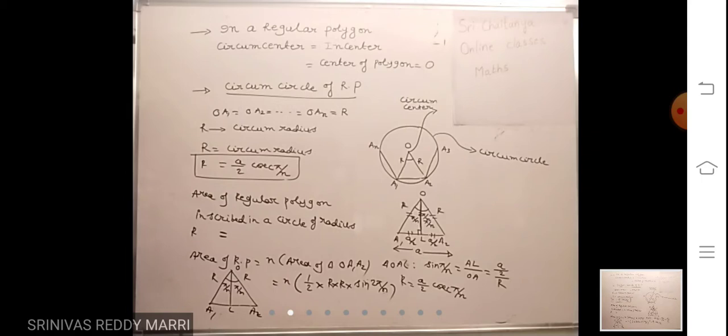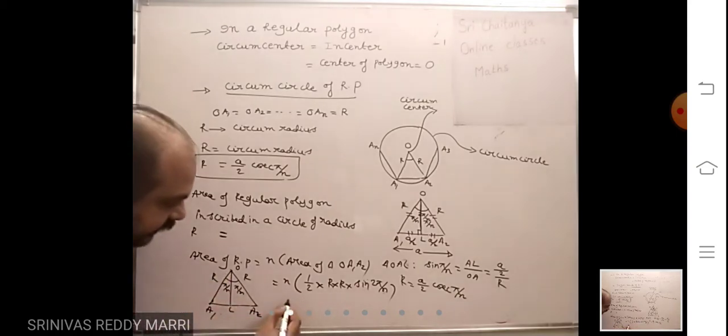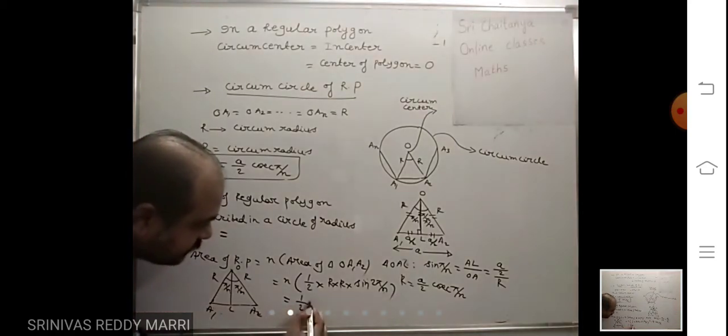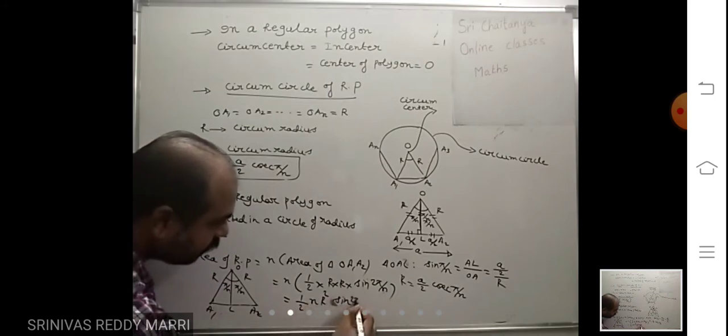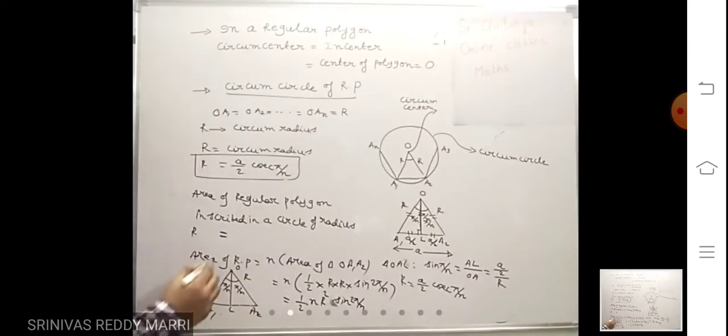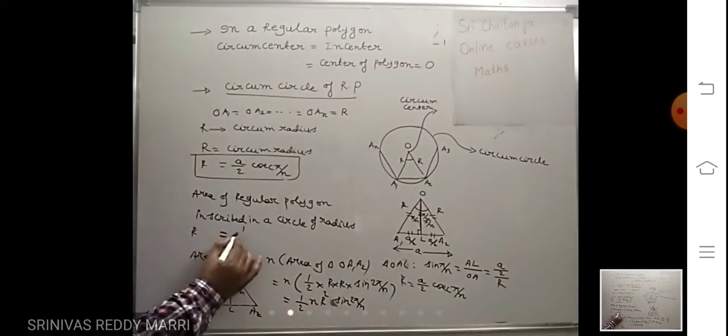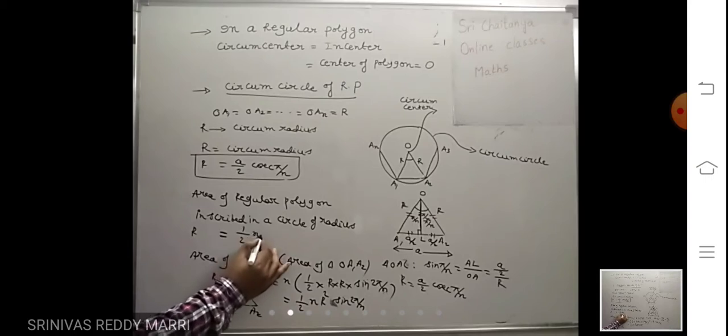What is the area of a triangle? If you know two sides and the angle between them, 1 by 2 into product of two sides into sine of the angle between them. Now you know this is r, this is r. So 1 by 2 into r into r into sine of the angle between them. Therefore, the formula is 1 by 2 n r square sine 2 pi by n.